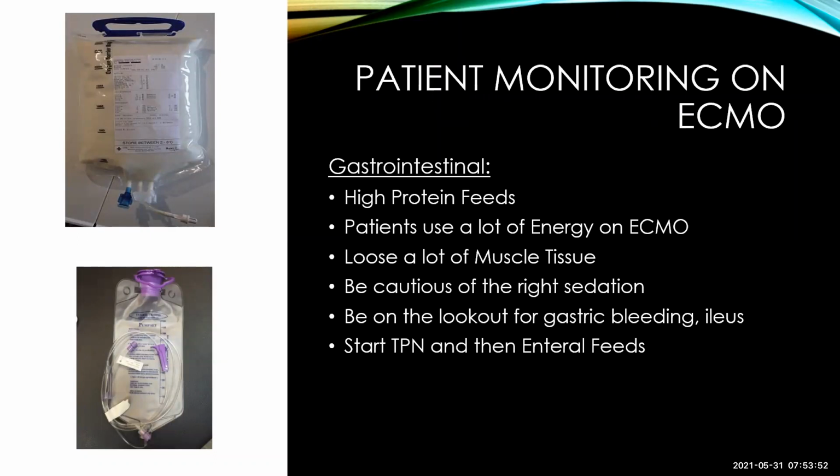And be cautious of the right sedation. If you are giving patients morphine, remember that morphine slows the gut. So your patient is most likely not going to be able to absorb if you give them a lot of morphine. Just keep your eye on that. And they can also develop ileus or gastric bleeding, which you need to treat as soon as possible. And then TPN and enteral feeds, like I've said. On ECMO, they use a lot of energy, and we need to restore their tissues as well as we can so that they have the energy to breathe when they need it.